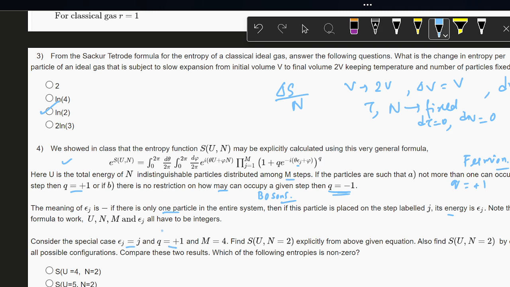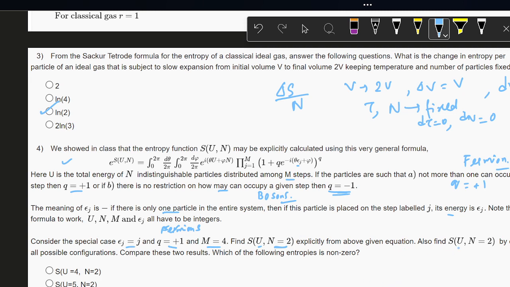Your q value is plus 1, that means you are dealing with fermions, and the number of steps total is given as 4. That means there are 4 states on which the particles can be occupied. And you have been asked to find the entropy when the internal energy is u and the number of particles n equals 2, from this equation above, and find its value from this expression.